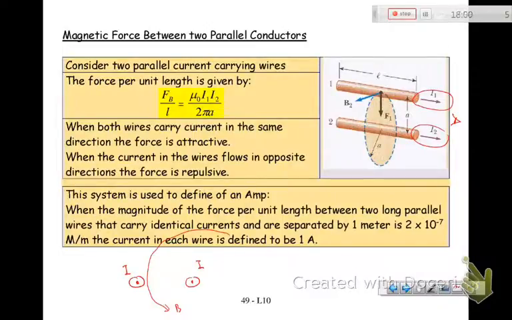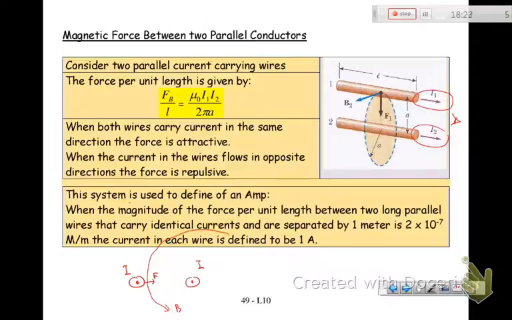So over on my other wire, that other wire sees this downwards magnetic field. And then I say, well, hold on, the force on this equals IL cross B, and L is in the direction of my current flow, so L is out of the page and my B is downwards, so my F is in that direction.